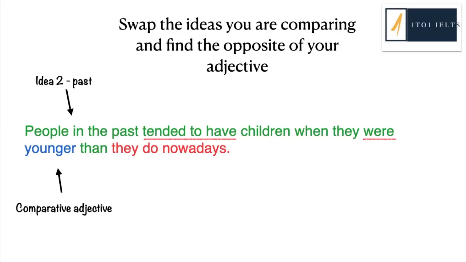Now, because we have swapped our ideas around, we are looking for the opposite of our comparative adjective. So for those of you who like grammatical language, we are looking for the antonym of our comparative adjective. So the antonym of older is younger. We keep the than where it is, and then we look at what was originally idea 1, which is the present tense. And you'll notice, again, we've had to change the verb to make sure it's in the present. Now we've changed the sentence structure a little bit.